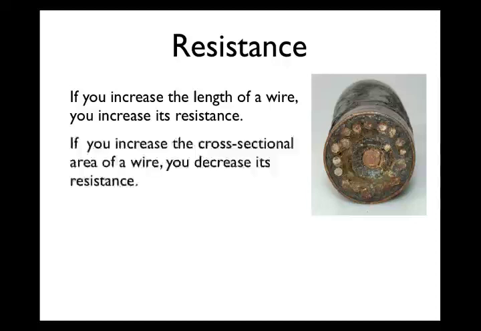If you increase the cross-sectional area of the wire, that has the opposite effect. You decrease the resistance because now there's more area and more atoms within that wire for the electrons to jump from atom to atom and result in a flow through that wire. We're not going to do this in the lab, but if we did, we would find that the resistance is directly proportional to the length and inversely proportional to the cross-sectional area.